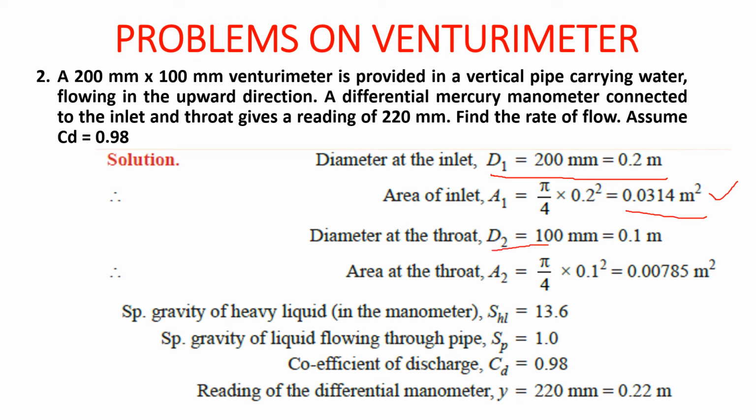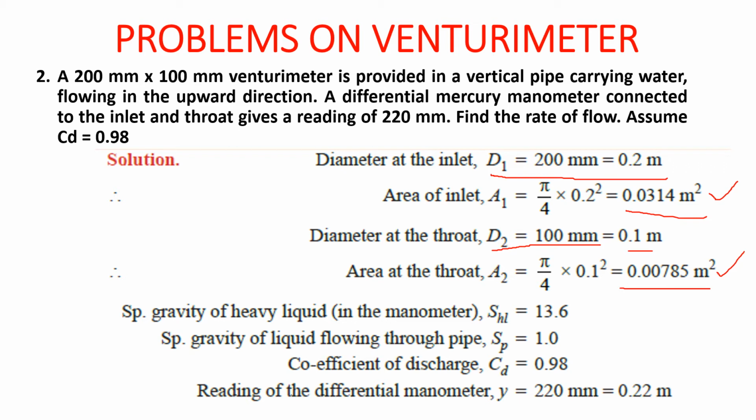Then diameter of throat, D2 is 100 mm. So converted into meters, that is 0.1 meters. So area at throat will be A2 equal to pi by 4 into D2 square. So pi by 4 into 0.1 square. So when we evaluate this, we get the value as 0.00785 meter square. So we have got both areas now, A1 and A2, right?